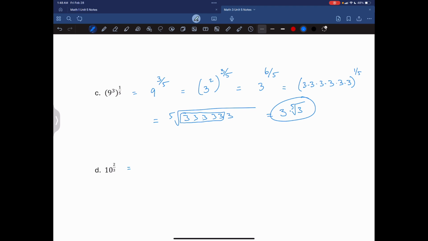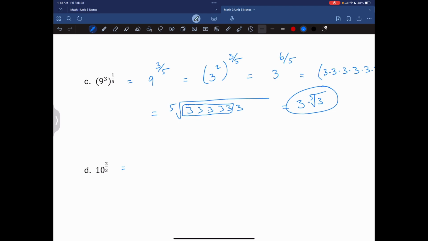So down here, we have 10 to the 2/3, right? So this could be rewritten as, well, 10 squared is just 100. And we can't really do anything with that 1/3. So sometimes they're just not going to simplify. So you can leave this as 10 to the 2/3. Or you can rewrite this as, let's do the cube root of 100.